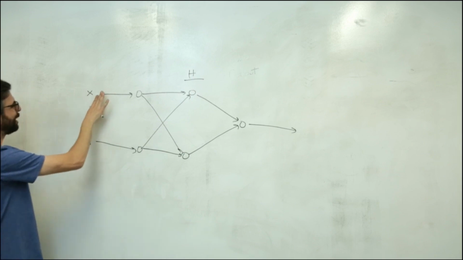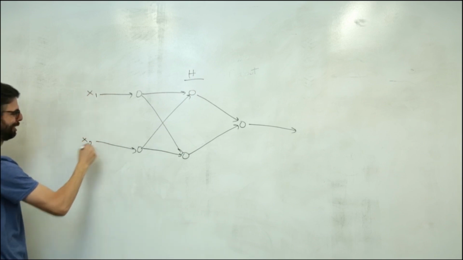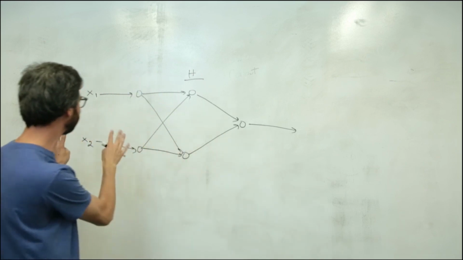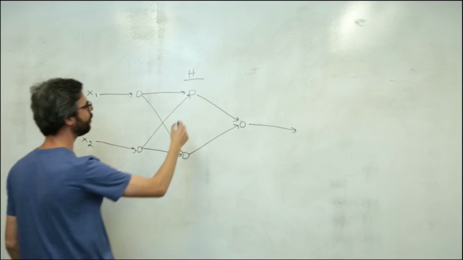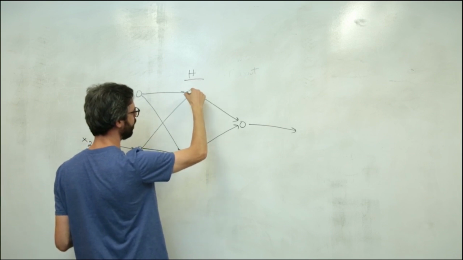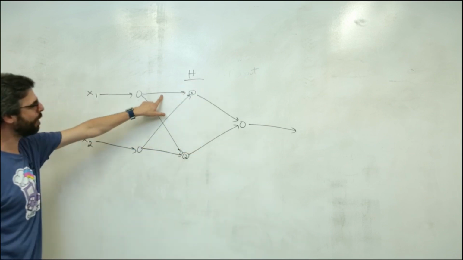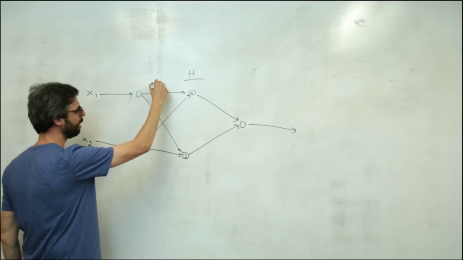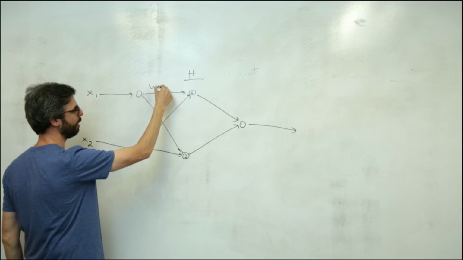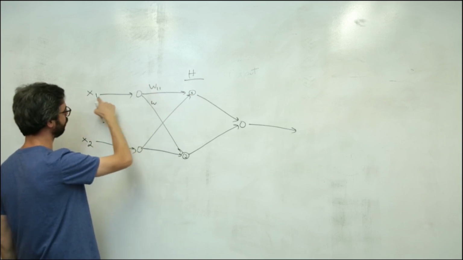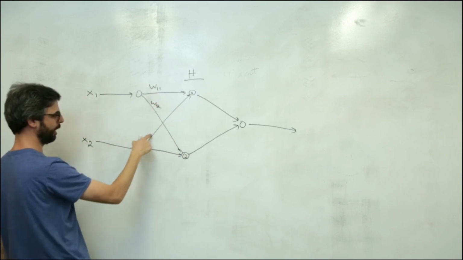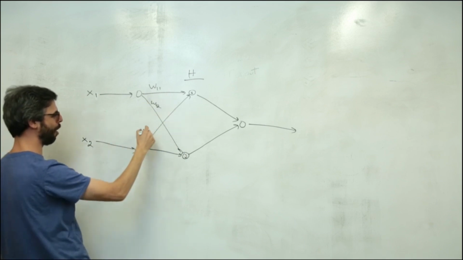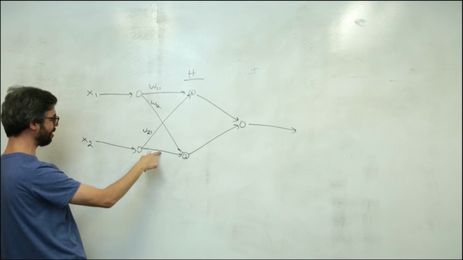And actually, let me change these numbers to x1 and x2. Sometimes I like to count from 0, sometimes I like to count from 1. I don't know why, but I feel like in this case, let's call it 1 and 2. So this is really like hidden 1, hidden 2. So each one of these connections, right, each one of these weights, you could say here, this is a weight that goes from 1 to 1. This is a weight that goes from 1 to 2. This is a weight that goes from 2 to 1. And this is a weight right here that goes from 2 to 2.